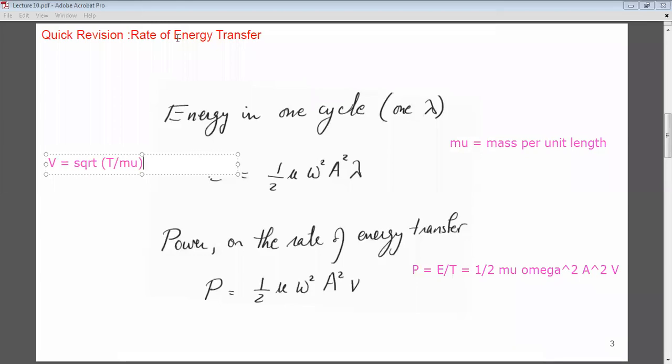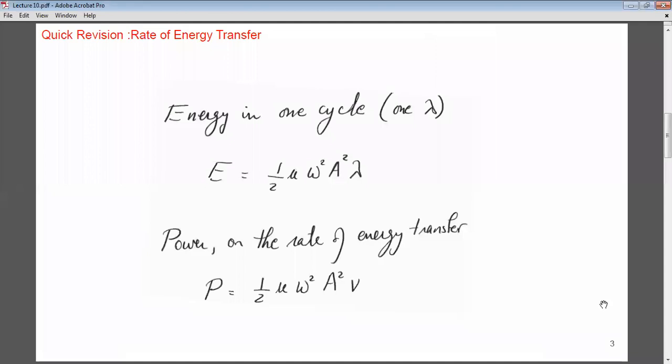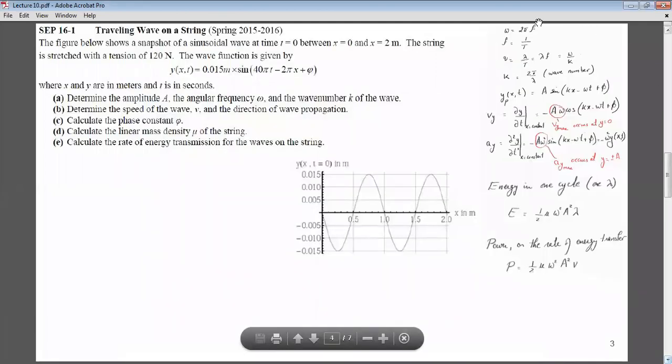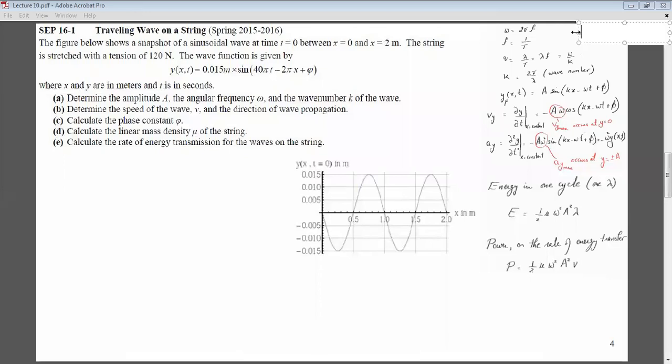So now we have reviewed all the material in this chapter. All the equations are here on the side, except for V equal to the square root of tension over mu, so let me add it over here. Okay, now let's do some exercises.